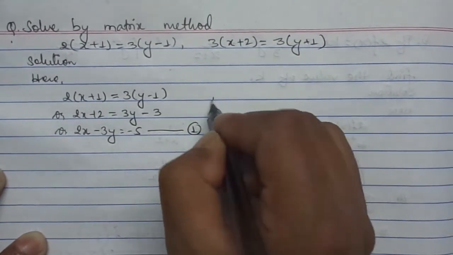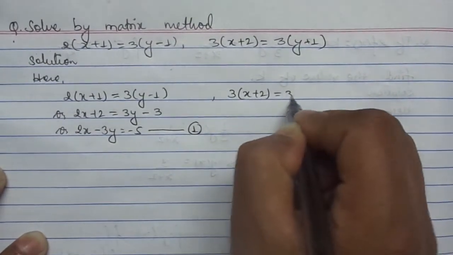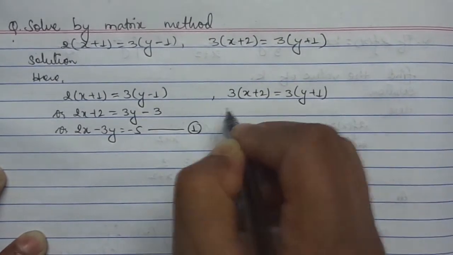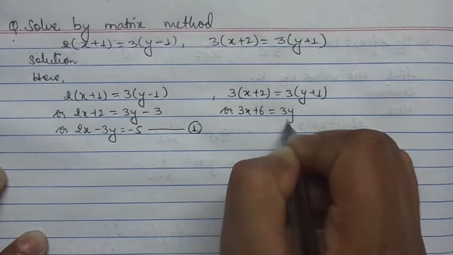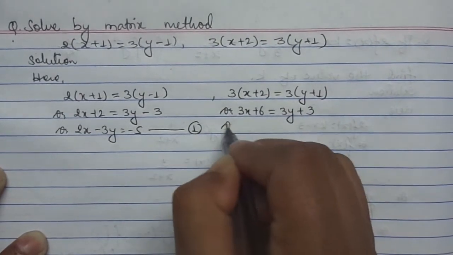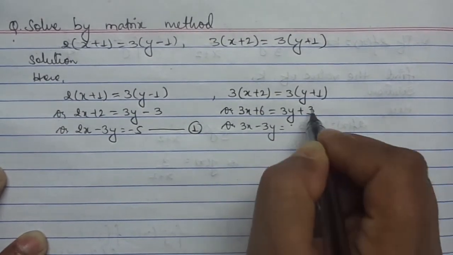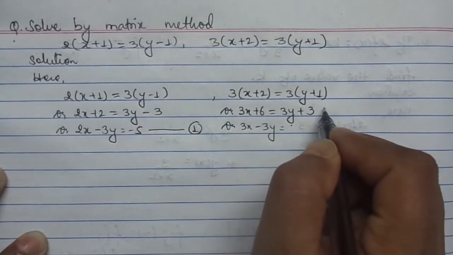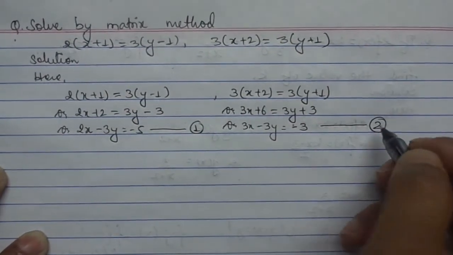Similarly, the next equation is 3(x plus 2) equals 3y plus 1, or 3x plus 6 equals 3y plus 3, or 3x minus 3y equals 3 plus 6, it will be minus 6, so 3 minus 6 is minus 3. This is the second equation.